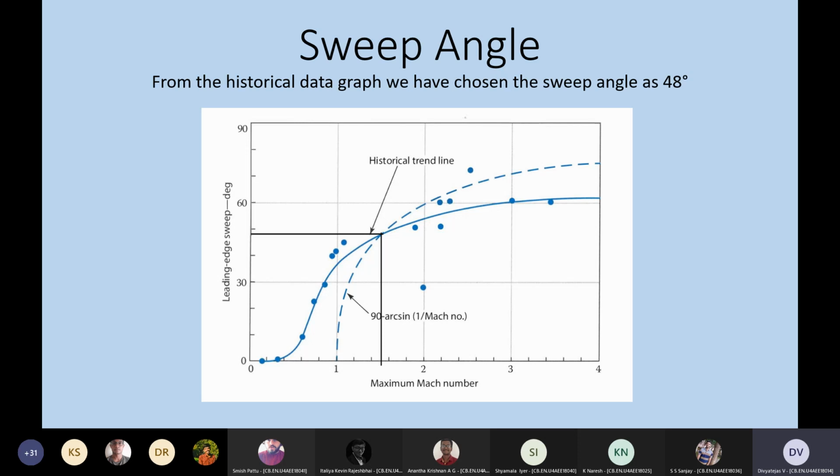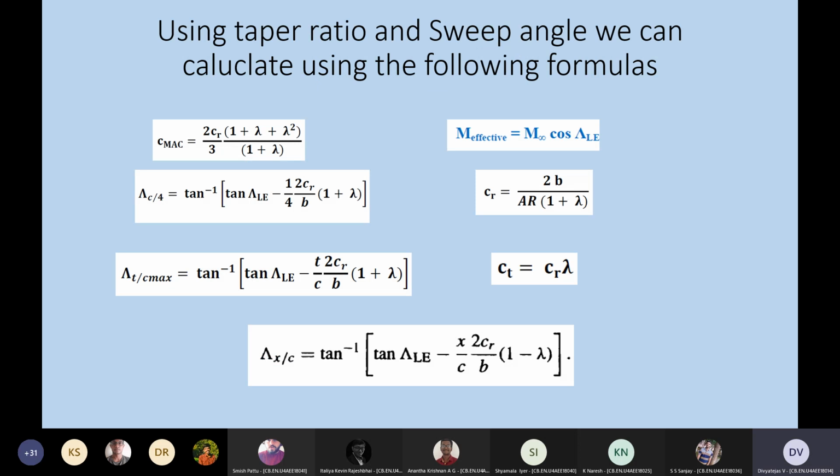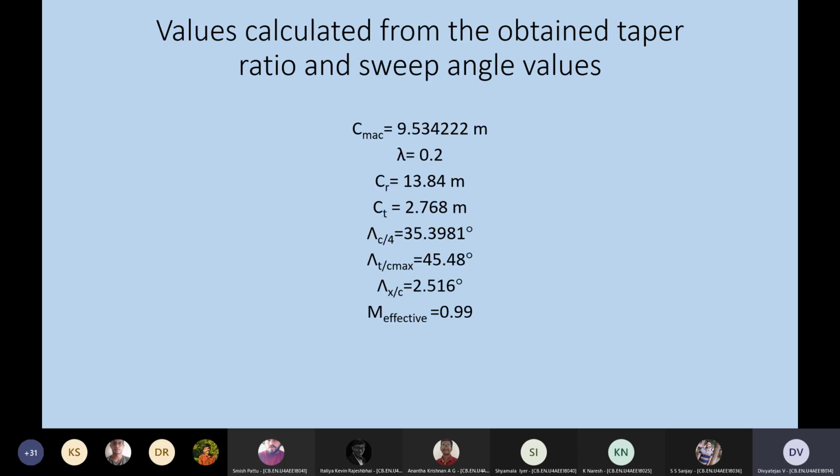From the graph given in the Raymer book, we have taken the sweep angle using this graph, and we got a sweep angle of 48 degrees. And then with the values of sweep angle and taper ratio, we can calculate CMAC, CRCT, sweep angle at t/c max, and such things. So these are the values we obtain using the taper ratio and sweep angle values.